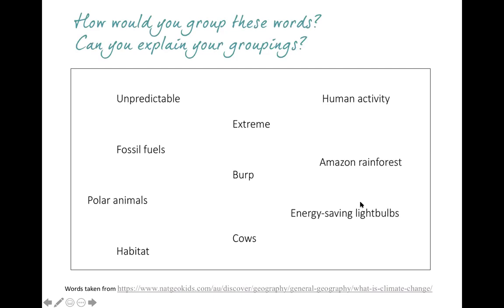So can we just look at this for a second and think about, if you were seeing this for the first time, which words would you want to group together? Now, you already know the topic, so you've got a bit of a head start. But which ones would you want to put together into one sort of grouping? For example, extreme and unpredictable. Would those words sit together? Type in the chat box or unmute.